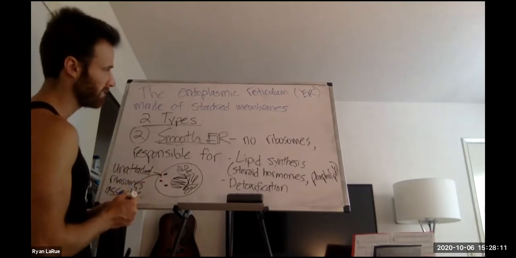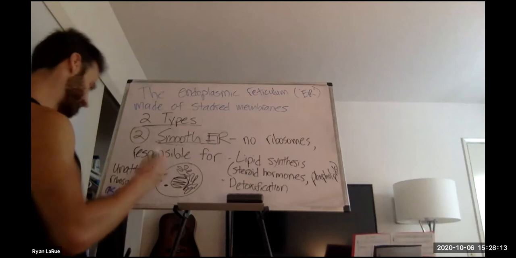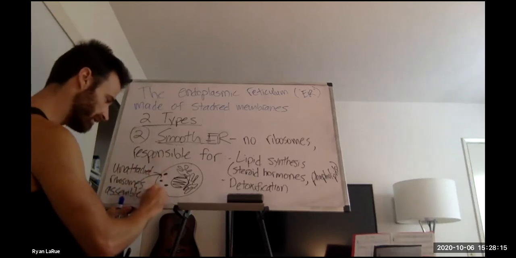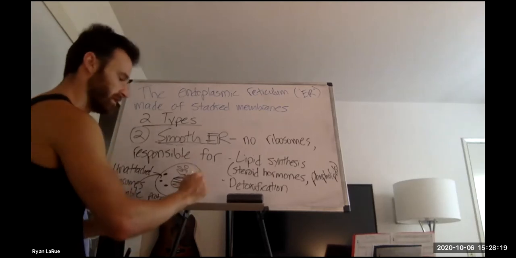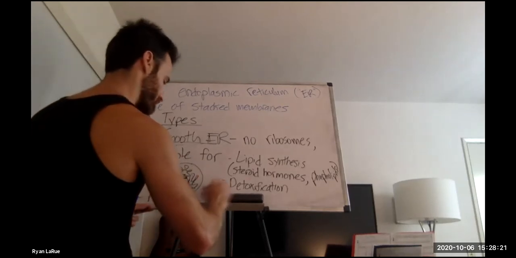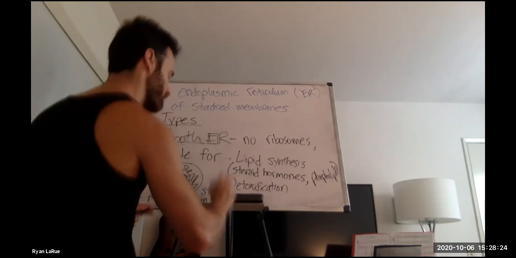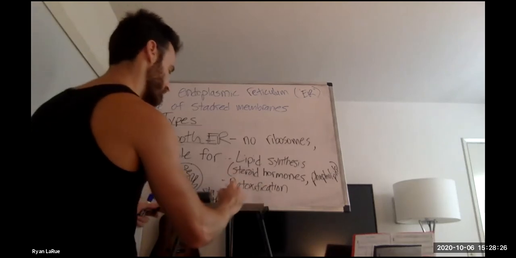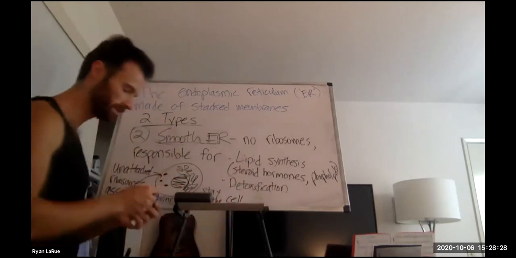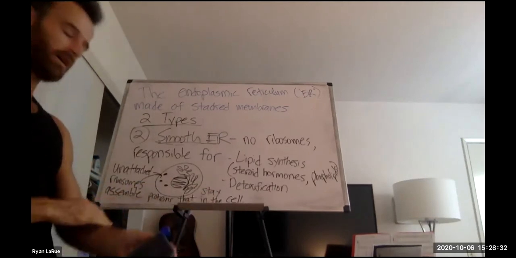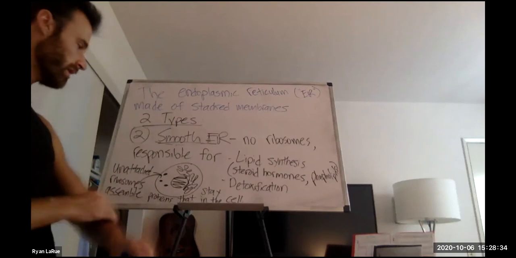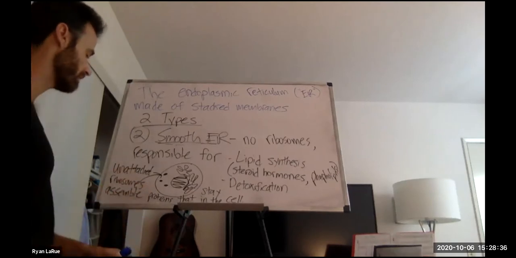Assemble proteins that stay in the cell. So that would be some other examples we've discussed. We talked about structural proteins. So our skin cells are packed with keratin. So keratin would be made on these unattached ribosomes.